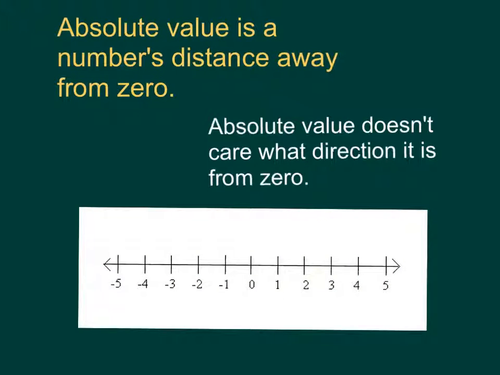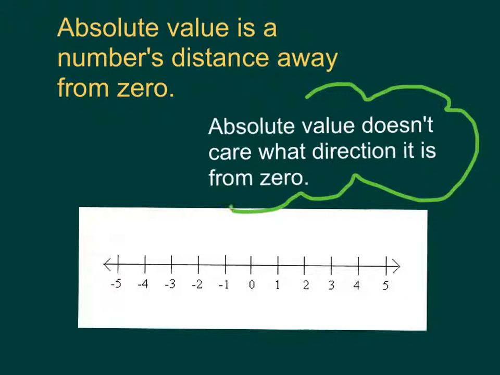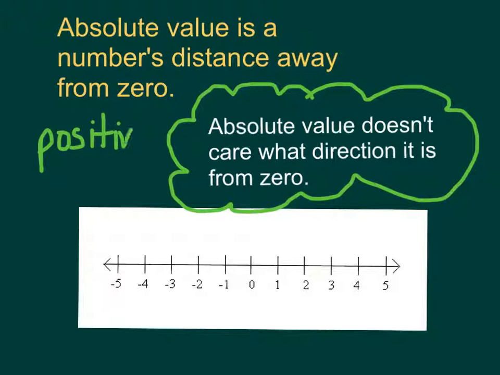Let's begin by reviewing absolute value. Absolute value is a number's distance away from zero. And remember, most importantly, absolute value doesn't care what direction it is from zero. We always express absolute value as a positive number.